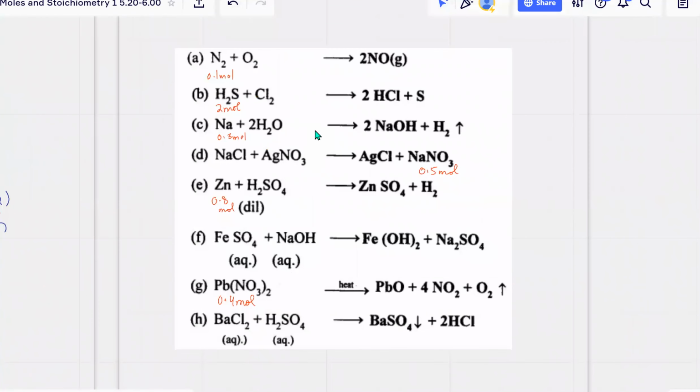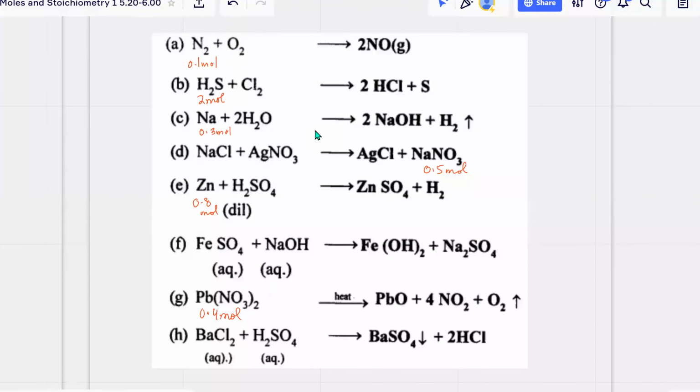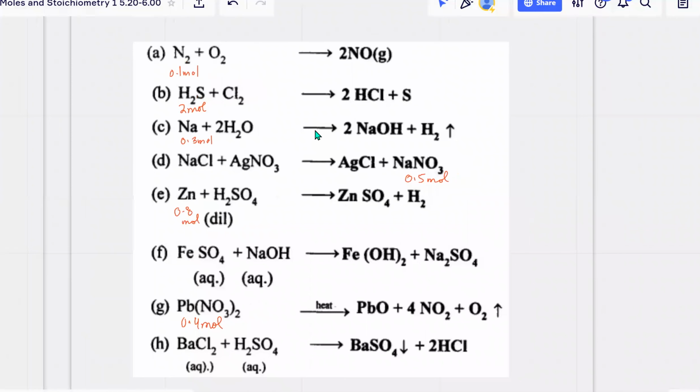I told you that if you know the quantity of any particular substance, for example, I know in this equation that there is 0.1 moles, by using ratios, I can figure out the moles of all the other substances. For example, in this case, the N2 and O2 ratio is 1:1. So that means if this is 0.1 moles, O2 would also be 0.1 moles exactly. And the amount of NO would be twice that. It's 1:2. So the amount of NO in this case would be 0.2 moles.